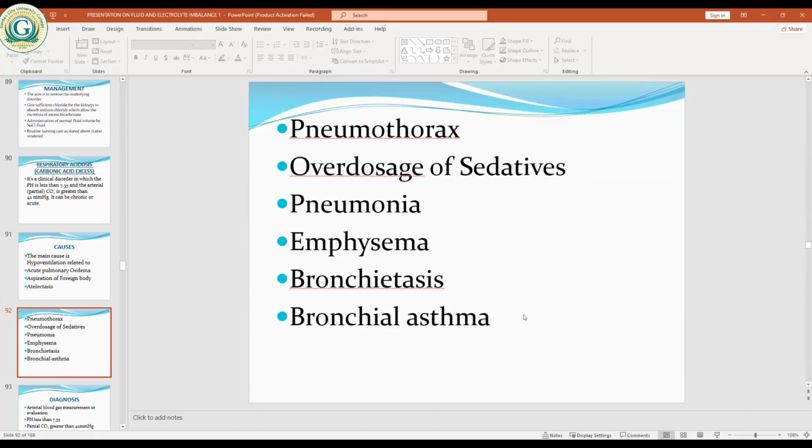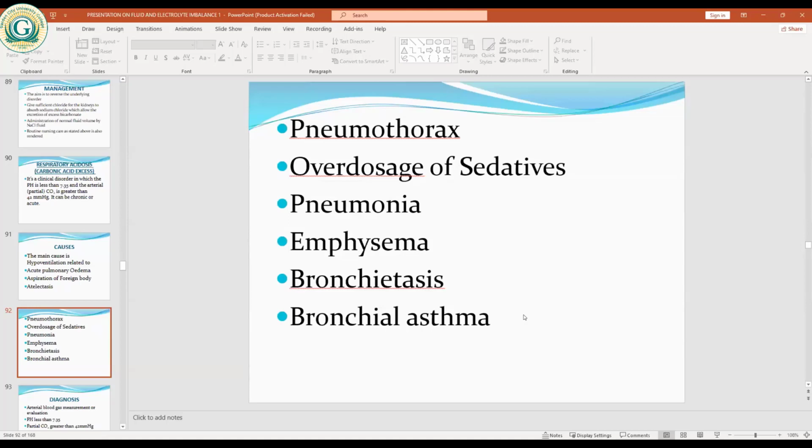Bronchiectasis. This is abnormal dilatation of the bronchial tree where you have exudates accumulated, and this compromises the exchange of gases, making exudates always available in the respiratory tree, compromising exchange of gases in bronchiectasis. So bronchial asthma, we all know, there are spasms and then there is closure of the airway, leading to poor exchange of gases. Carbon dioxide cannot be exchanged out. Oxygen cannot be drawn inside. There's accumulation of carbon dioxide leading to respiratory acidosis.